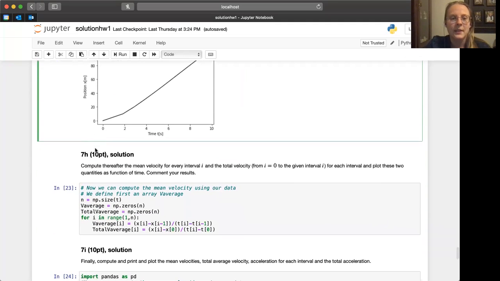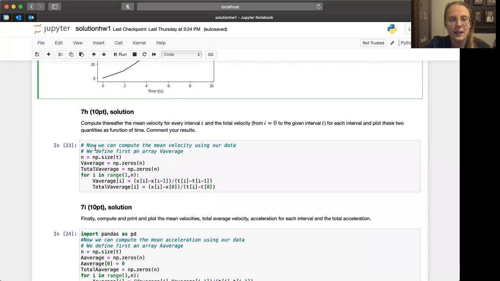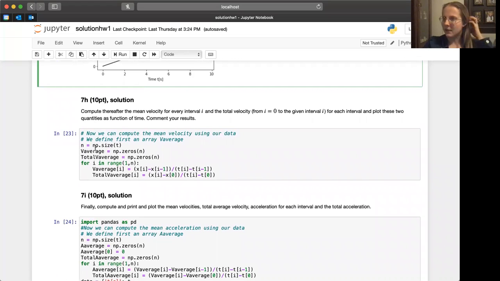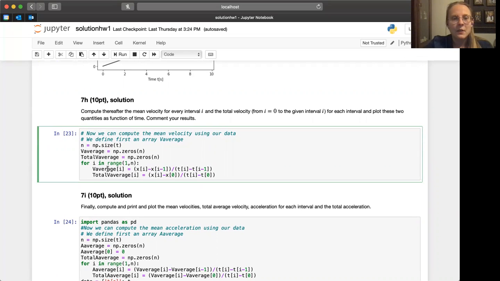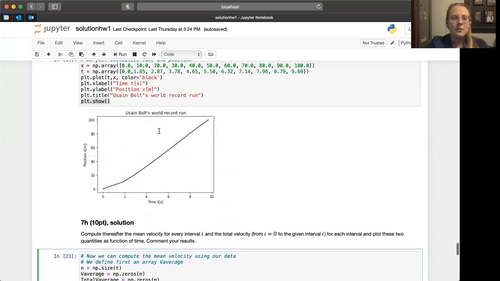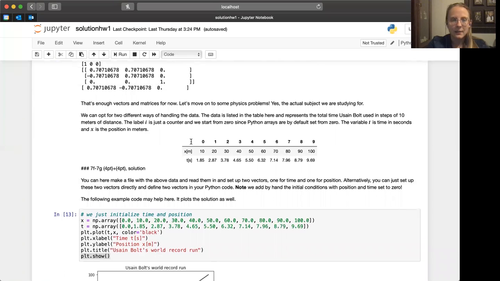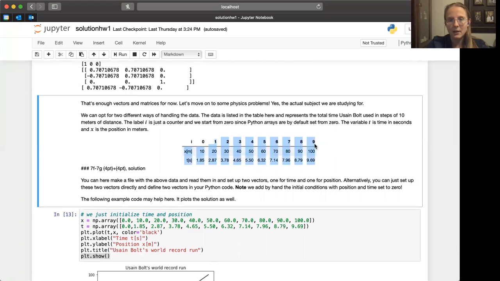So first, let's calculate the average velocity and the total velocity. Those words are a little bit confusing, I understand this, so let me see if I can help clear up the confusion. Average velocity means the velocity between the current time interval and the previous one. So if I was writing this out in code, I would cycle through every time interval between 1 and n. By intervals, I mean, you see this i here. I'm going to take all of these intervals and just cycle through them from 1 all the way to 9.